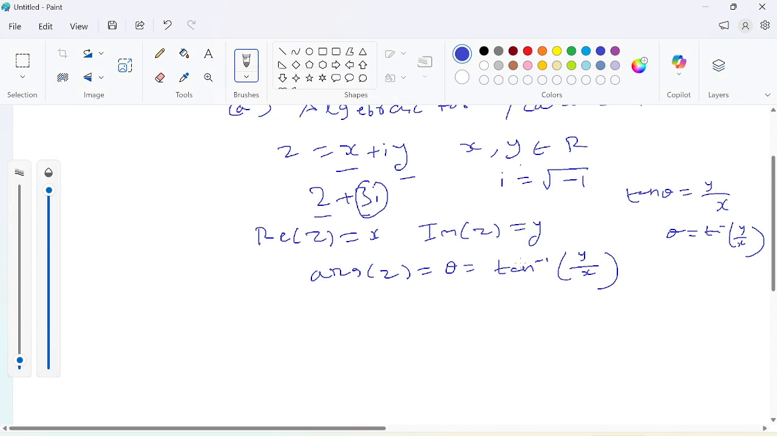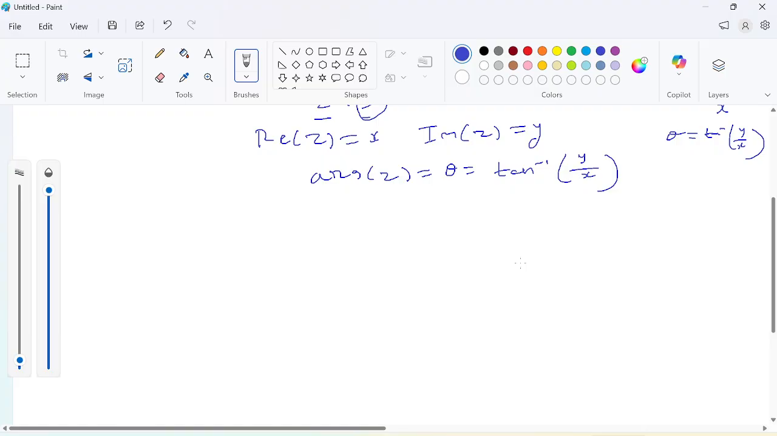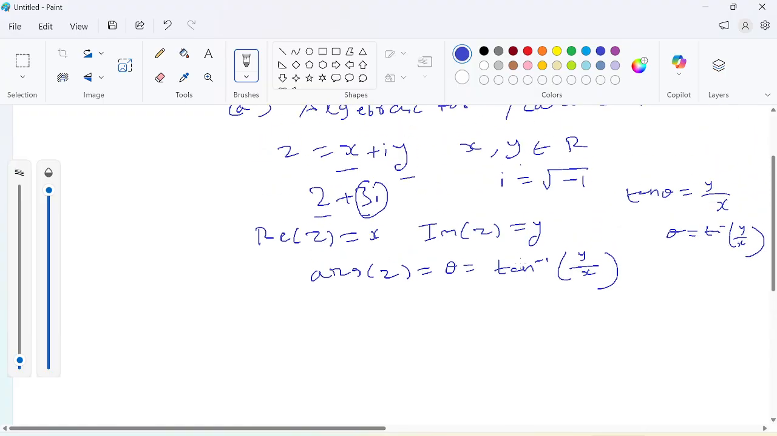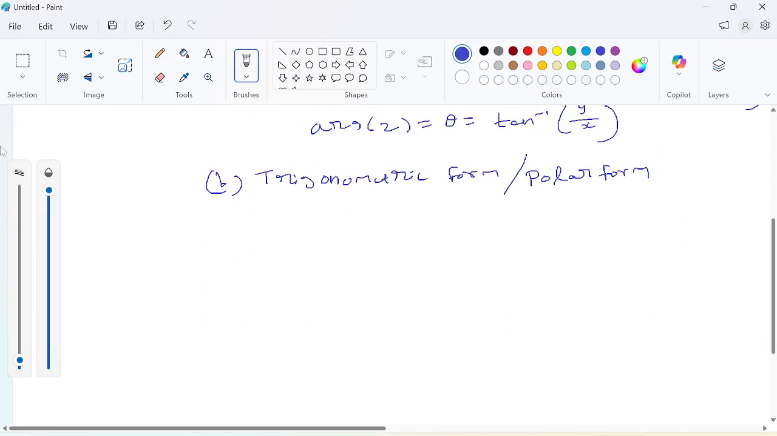Now we will see another form, which is the trigonometrical form. This is also called polar form.